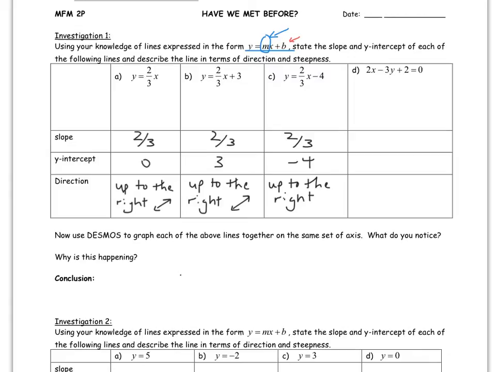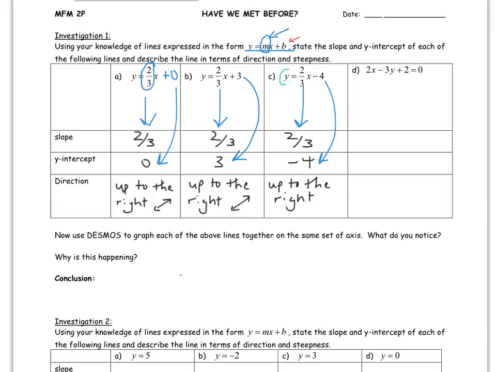So looking at this first equation, we have a value multiplying the x of 2/3, so that is the slope. And then we really have nothing being added on the end, or 0 added on the end. So that's where the y-intercept is coming from. Okay, similarly, 2/3 is multiplying the x. The positive 3 is the constant term, it's our y-intercept. 2/3 is our slope, it's multiplying the x. The y-intercept is -4.